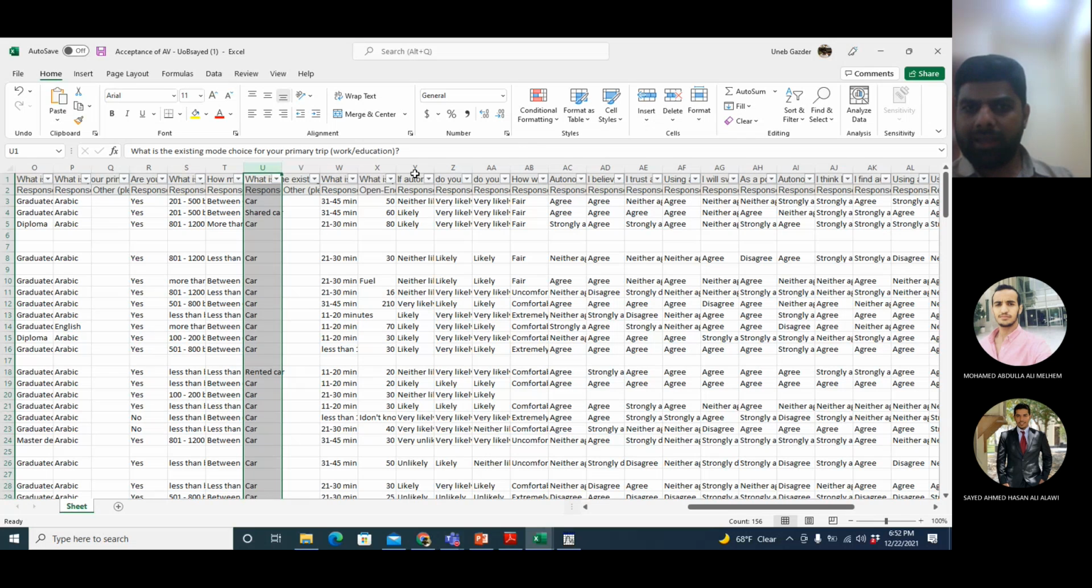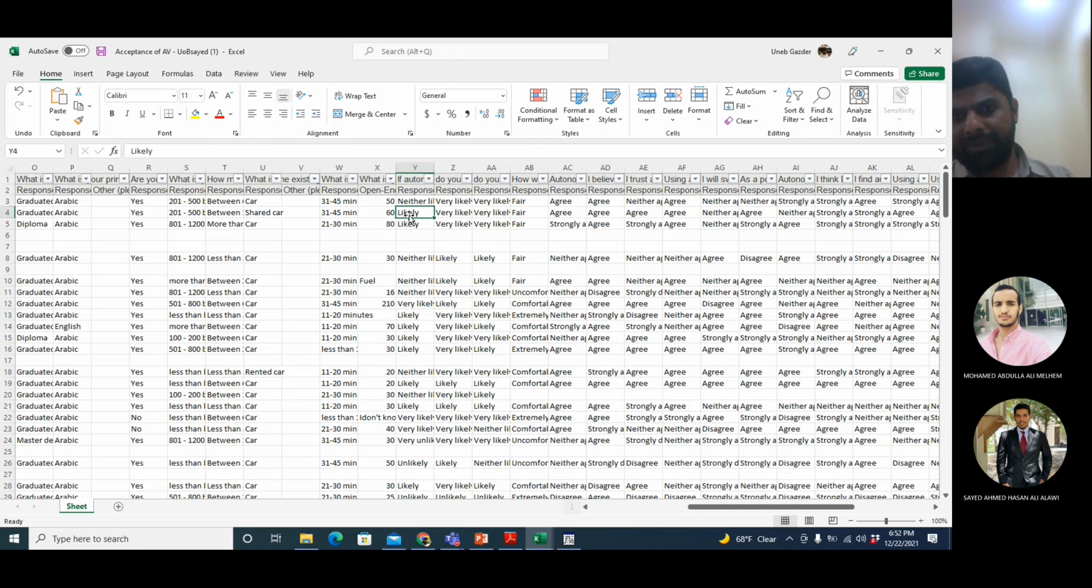Then you come to column Y and you see how many of them have said they will shift. How many of them have said likely or very likely? If they did not say likely or very likely, that means they will remain with their actual current option. So now you will make another column. In that column, you will write the new mode choice. How? If somebody said likely, his mode choice is autonomous vehicle. If somebody said neither likely nor unlikely, you will write his current mode, whatever it is. So if it is car, you will write car.